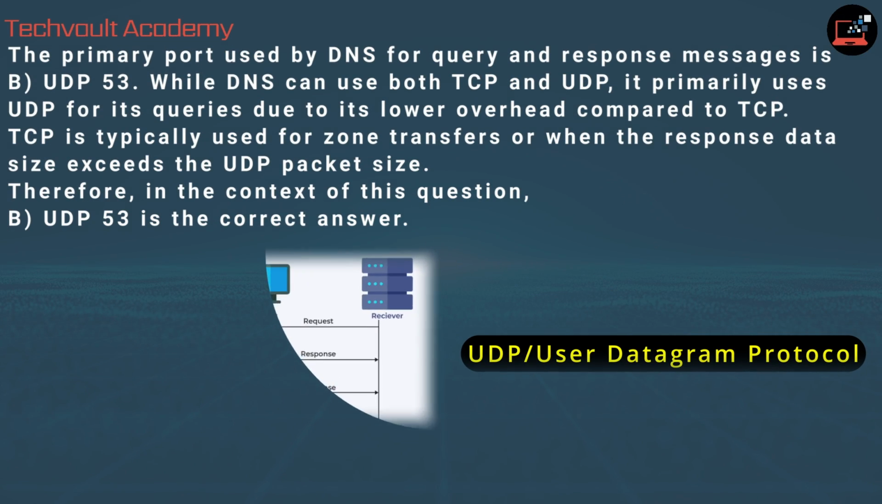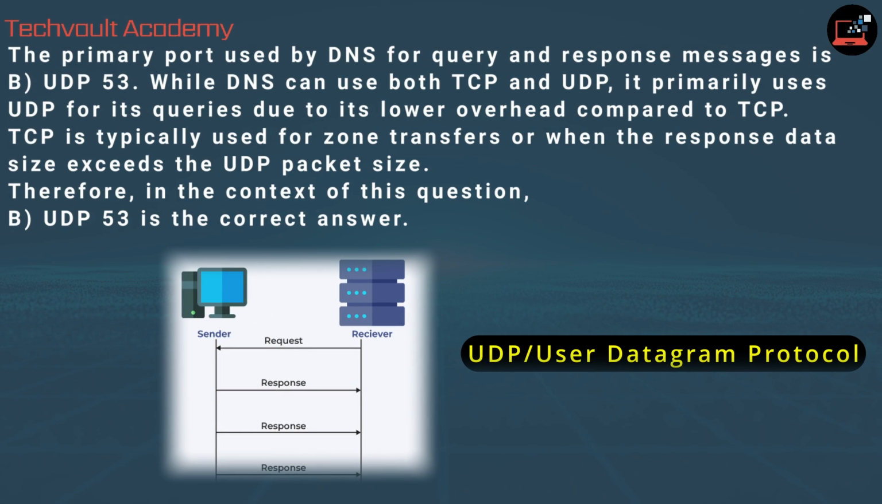The primary port used by DNS for query and response messages is B, UDP 53. While DNS can use both TCP and UDP, it primarily uses UDP for its queries due to its lower overhead compared to TCP. TCP is typically used for zone transfers or when the response data size exceeds the UDP packet size. Therefore, in the context of this question, B, UDP 53 is the correct answer.